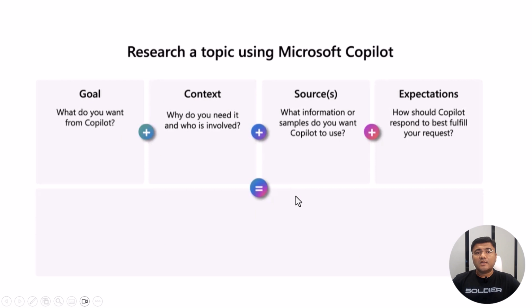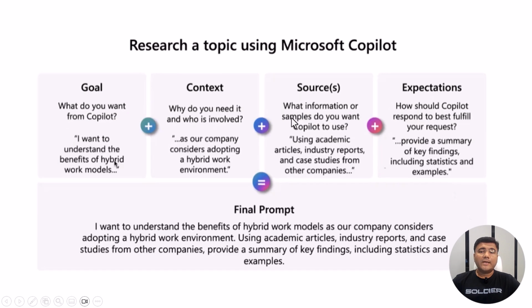Now, to understand this, let's say I want to do research on a particular topic using Microsoft Copilot. And I want to build up another prompt which is going to have goal, context, source, and expectation. Remember, you can shuffle this order also. Maybe source you're going to provide first and context you're going to provide later on. This is totally doable. If I give you an example of researching a particular topic with Microsoft Copilot, it is maybe going to look like this.